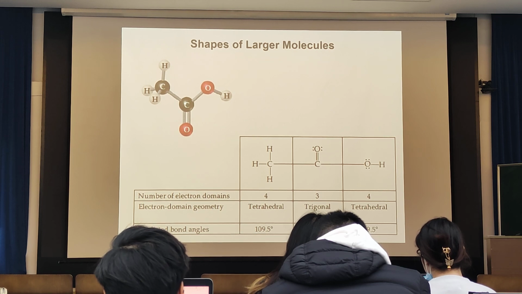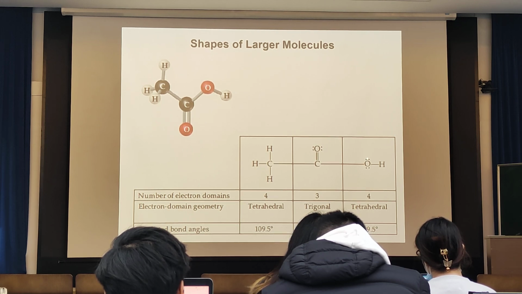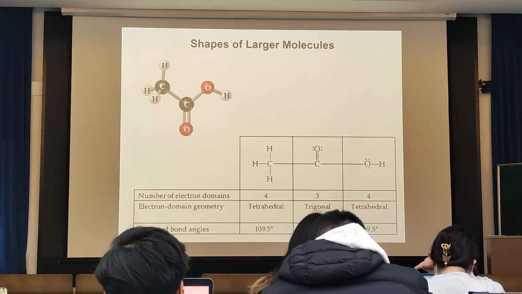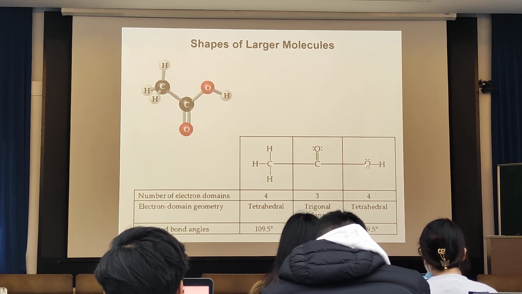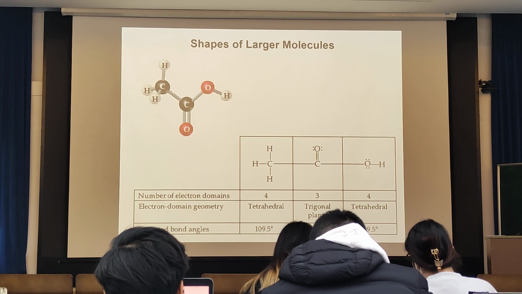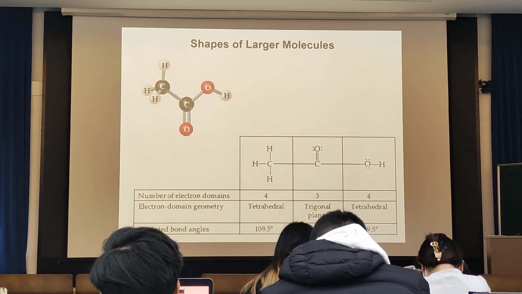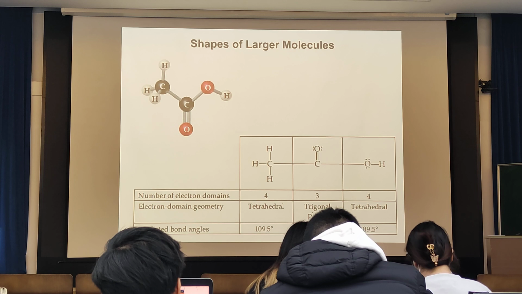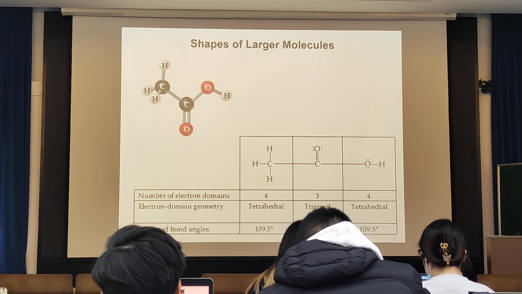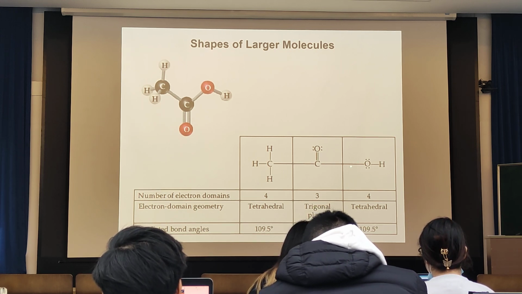The second atom here, you will have 1 electron domain, 2 electron domains, and 3 electron domains. So it will make a trigonal planar. And the last one, you will have 1 electron domain, 2 electron domains, 3 and 4 electron domains. Among the 4 electron domains, you have 2 bonding and 2 non-bonding. Okay? So in general, it makes a tetrahedral. But if you look only at the carbon, oxygen, and hydrogen, it will have a bent structure, right?